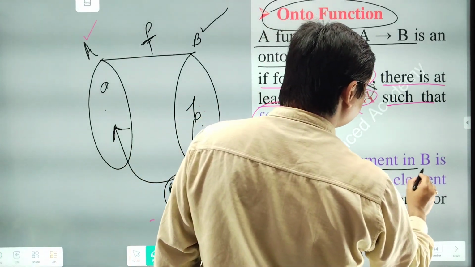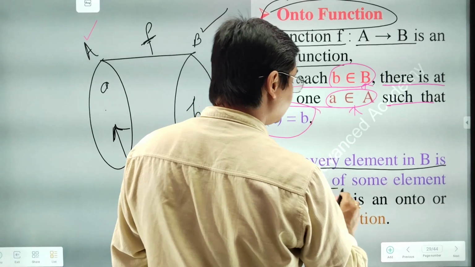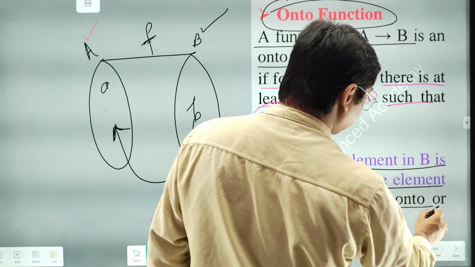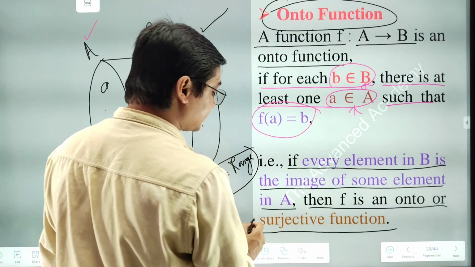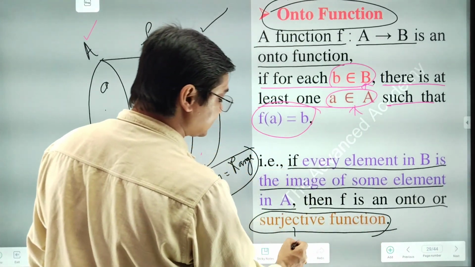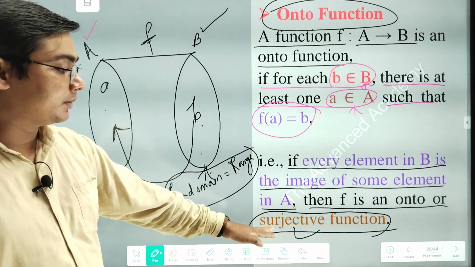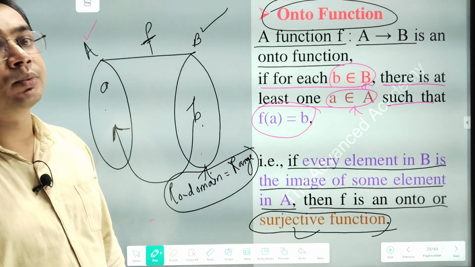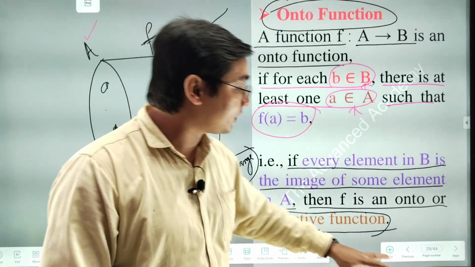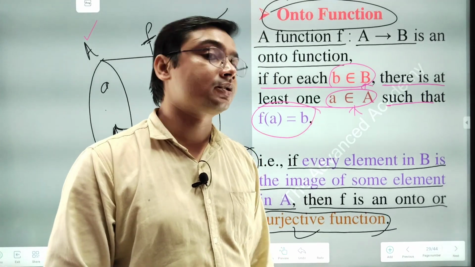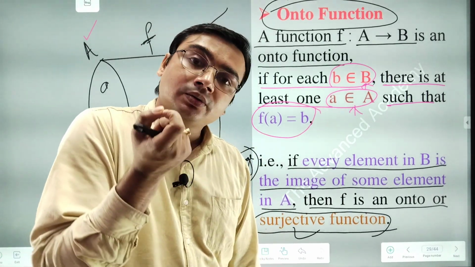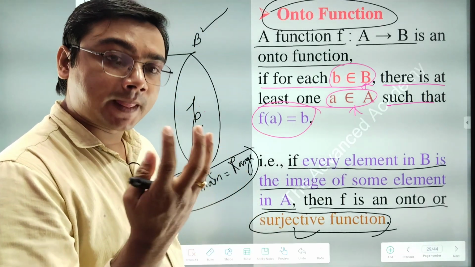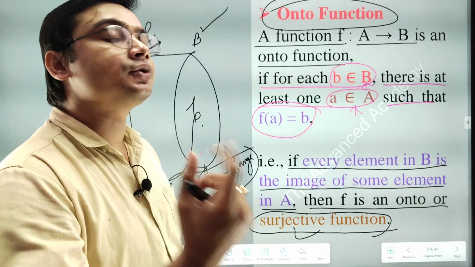If every element in B is the image of some element in A, then f is an onto function, or sometimes this onto function is called surjective function. Just remember this name also. Onto function we sometimes call surjective, and one-one function we sometimes call injective. Remember this also. One-one is injective, onto is surjective.